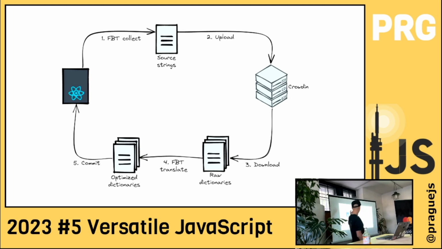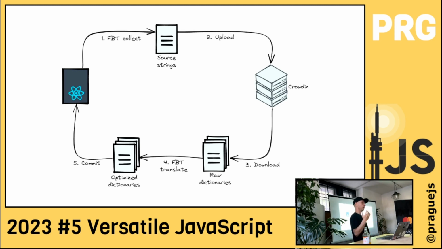So you have the React application. There comes the FBT tool, because FBT is not only these JSX and tags and functions. There are also scripts, and these scripts are actually Babel plugins that let you go through your source code and extract the marked-down texts into so-called source strings. And these source strings are just a JSON, a pretty complicated JSON, but it's a JSON.